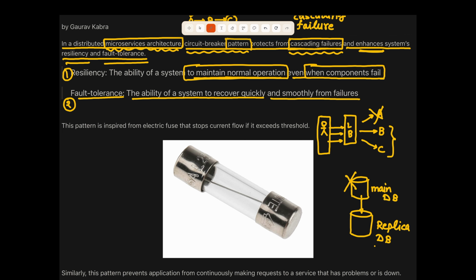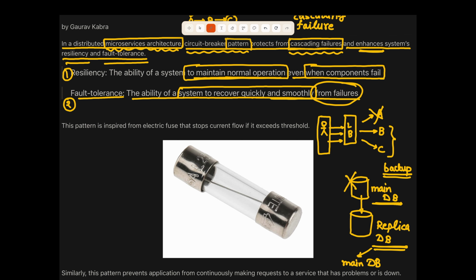Then replica database will be promoted to main database, right? It will start handling the writes. And it will recover from some kind of a backup. Since main database is lost now, we still have generally backups in production systems. These backups will be used to recover the data that was lost, and replica database will catch up and become the main database. Failures happened, but the system was able to recover very quickly and smoothly.